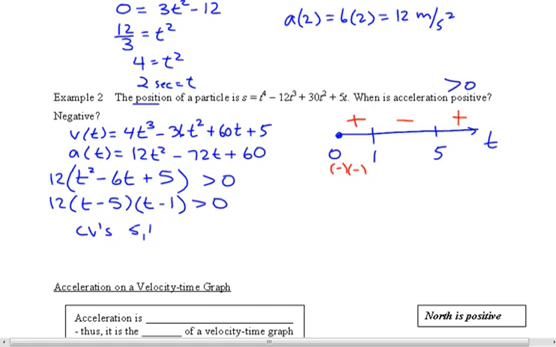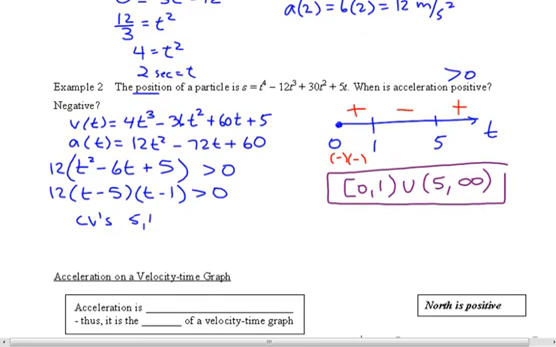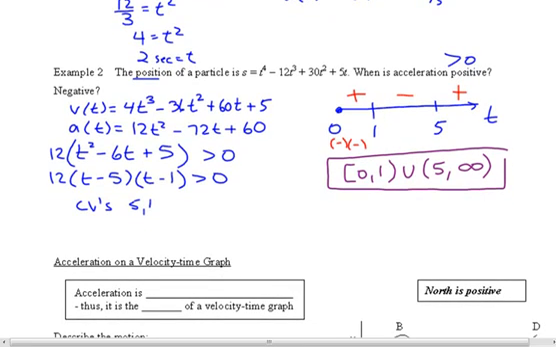So we want, when is our acceleration positive? What's our solution? When is our acceleration positive? 0 to 1 union 5 to infinity. So we want positive, so not including the critical values, because at these points it's equal to 0. Like in the real world, what particle is... Okay. There you go.